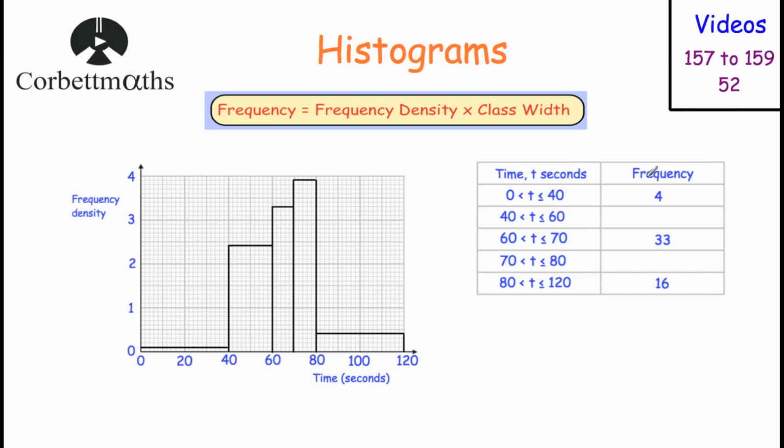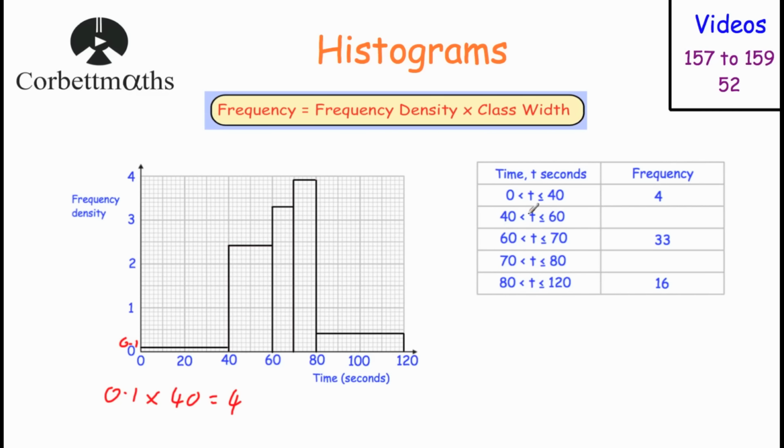So let's complete this grouped frequency table. We've got our categories, 0 to 40. As you can see, our first bar went from 0 to 40. Now, if we look vertically, we're going from 0 up to 1. There's 10 little squares. That means that each square is 0.1. So this bar has a height of 0.1, a frequency density of 0.1. And it's got a class width from 0 to 40 of 40. If we do the frequency density, 0.1 times 40, that's equal to 4. So the frequency for this bar is 4.